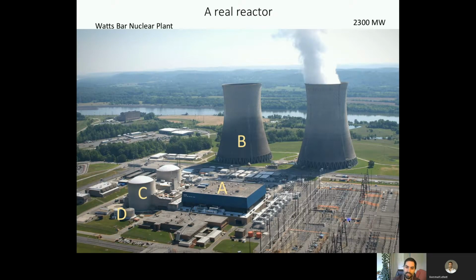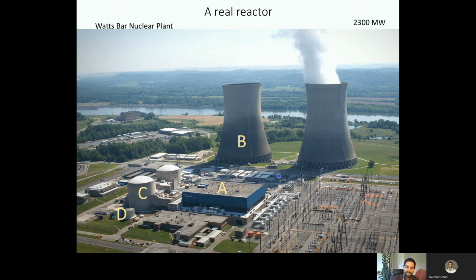So this is a picture of a nuclear power plant in the US. This power plant produces about 2,300 megawatts. To give you an idea of how much power that is, Montreal on average, if we average all the energy consumed in 1 year, the city of Montreal consumes about 3,500 megawatts. So basically 2 of these reactors can power the city of Montreal.